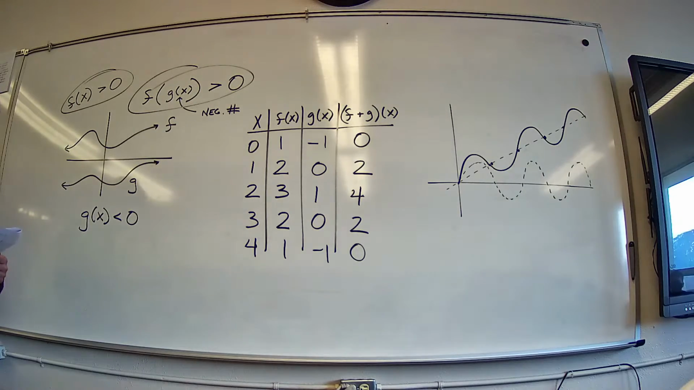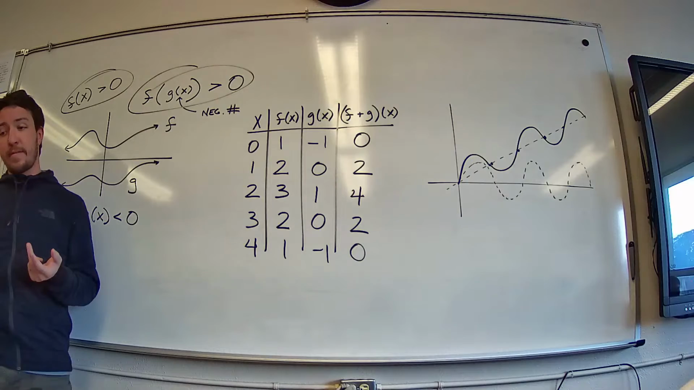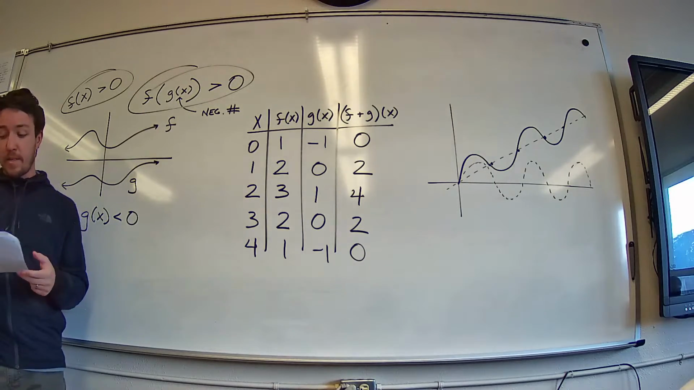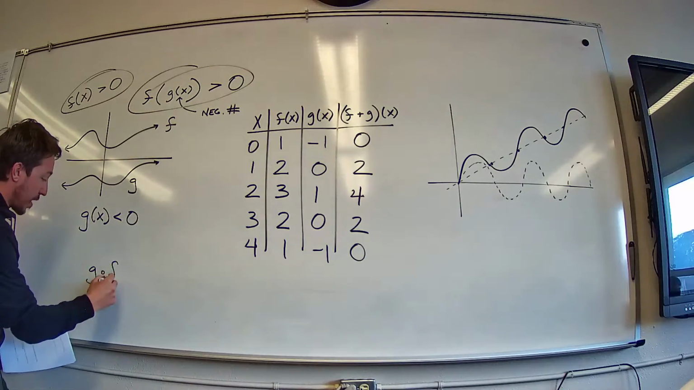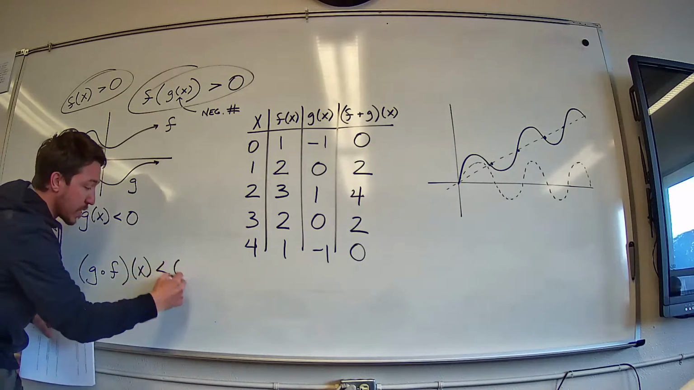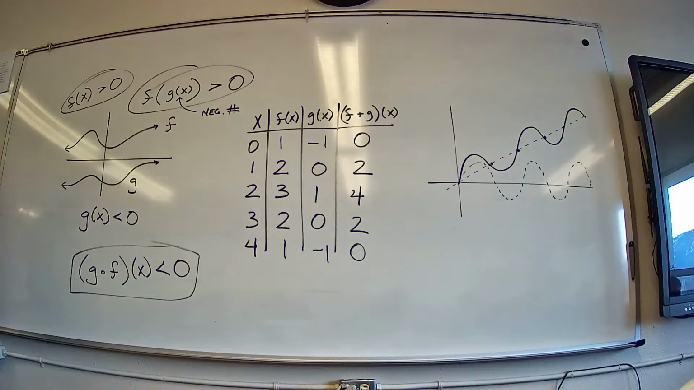Okay. How about G of F of X? That will always be negative. And how do we write that statement? You can write it like this, for example: G of F of X is always negative. Are these confusing? Kind of. That's a good answer.